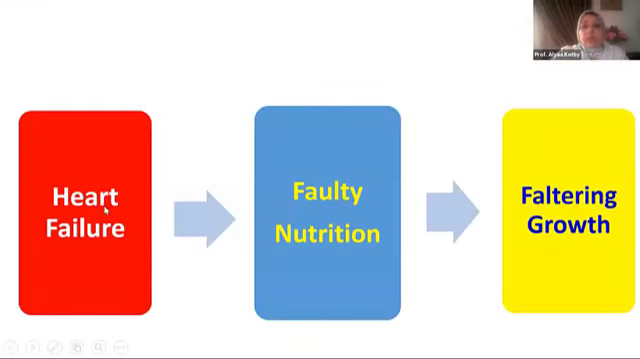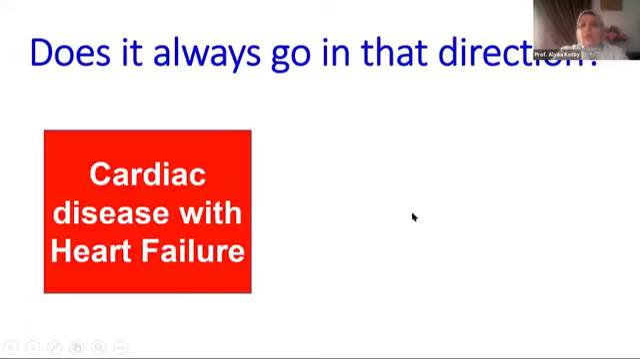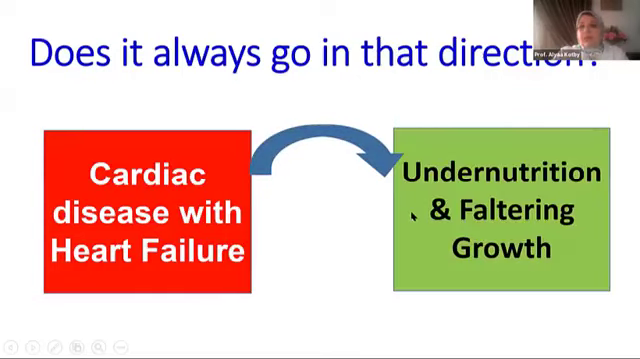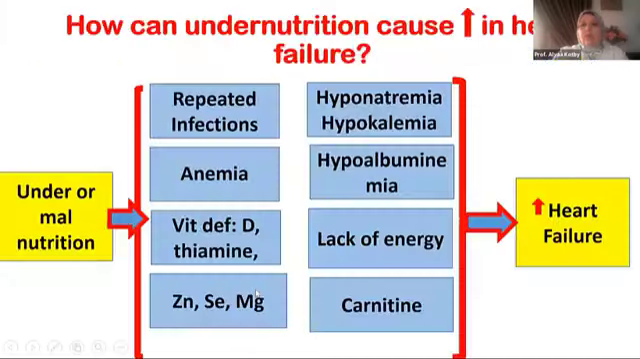So now we agree that heart failure will lead to faulty nutrition and faltering growth. So does it always go in this direction, that cardiac disease with heart failure leads to undernutrition and faltering growth? Or can it be that undernutrition and faltering growth can also lead to cardiac disease with heart failure? So we need to answer this question. So how can undernutrition or malnutrition affect the heart failure?